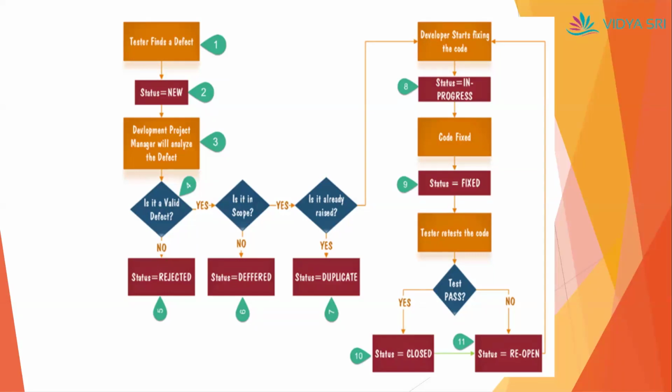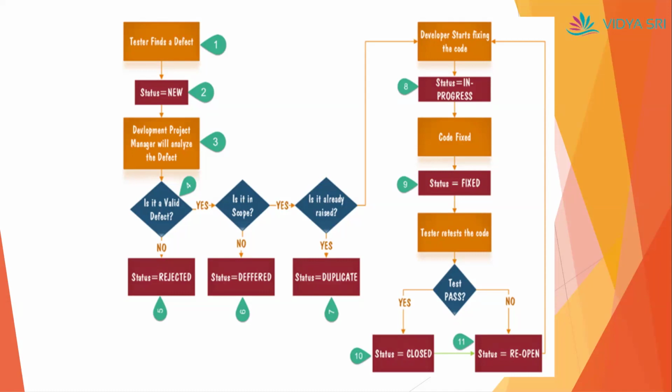If it is not a valid defect, it will be rejected. If it is valid and under the scope, then fine. We also check whether it was already raised or is a new one, and we validate that. If it is not in the scope, then we call it deferred. The term is deferred. New, open.